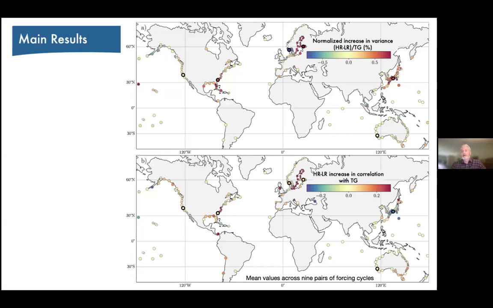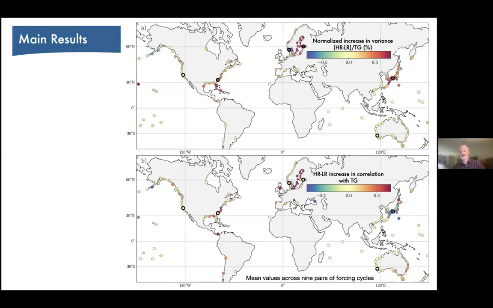So there are way too many dots and information on these plots to really get into in the course of this talk. So I'm going to try to simplify the results a little bit. Again, the top panel is looking at the normalized increase in variance. So how much more variance do you get in the high resolution versus the low resolution model relative to tide gauges, where red is, it's not 0.5%, we're talking about 50%.